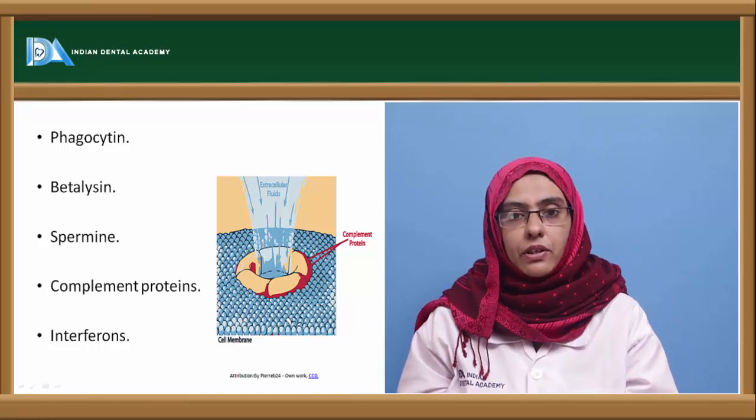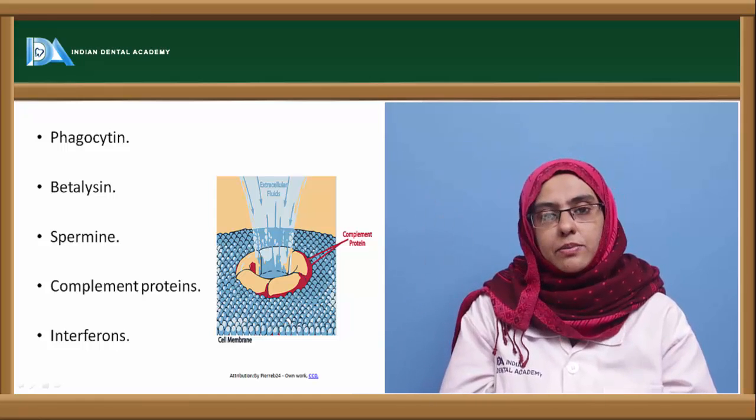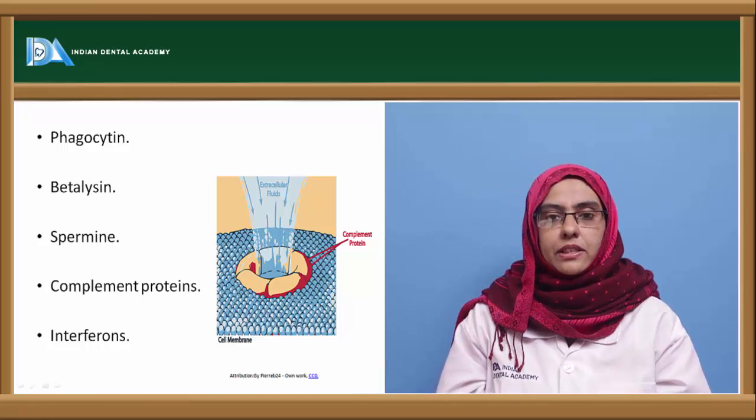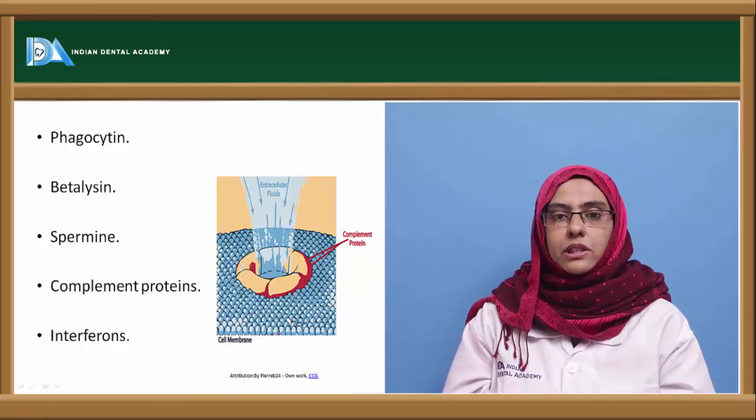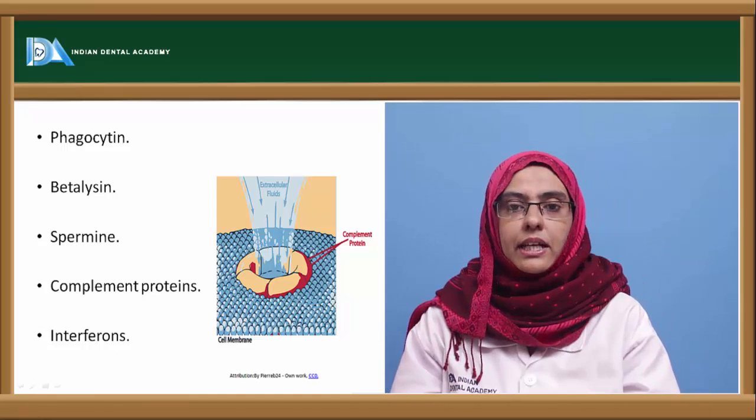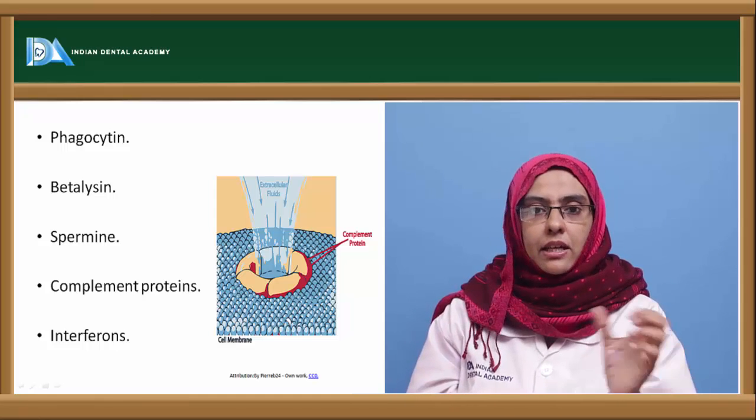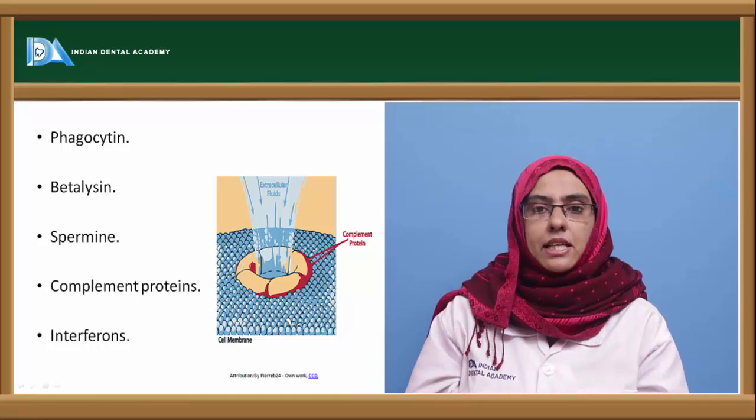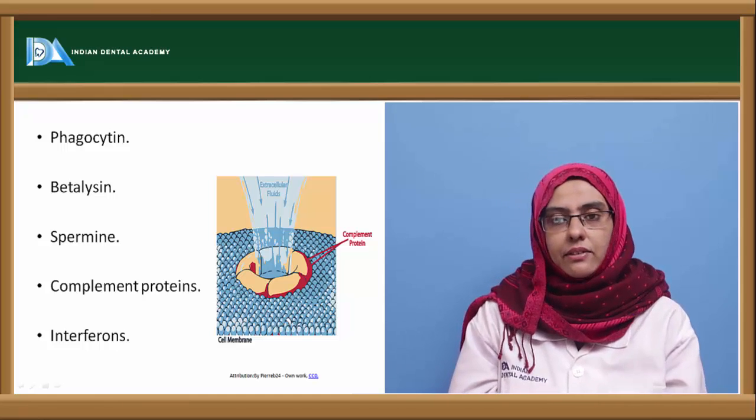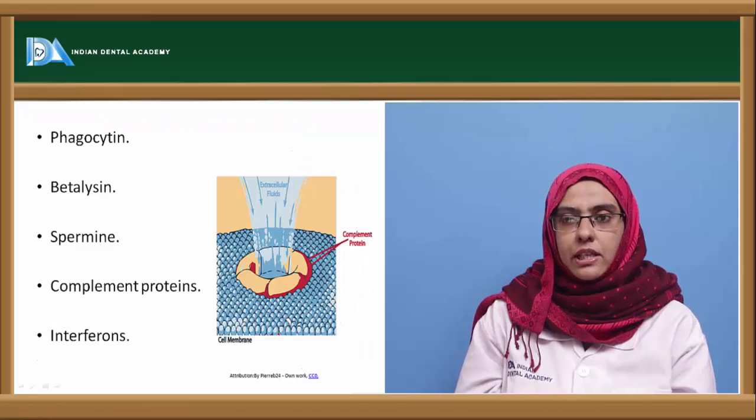And then we have interferons, which are antiviral substances. Before that we have seen all the antibacterial substances, and interferons are the antiviral substances. They are naturally produced proteins that are active against viruses. They create an antiviral state so that the virus cannot initiate the replication process in the cells that have been attacked by viruses. So interferons are antiviral substances. All these are the components included in the physiological barriers.